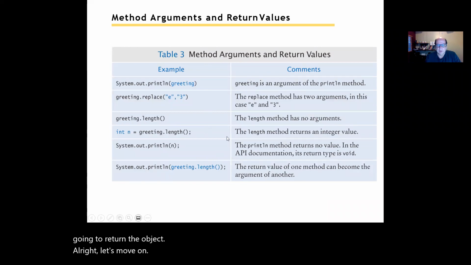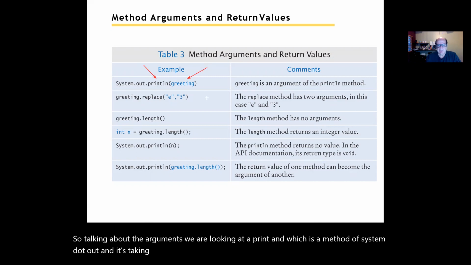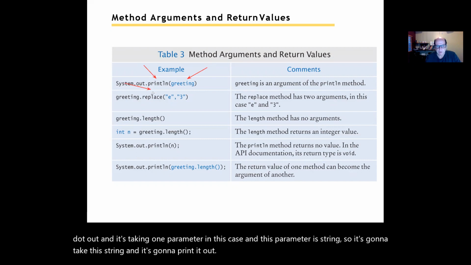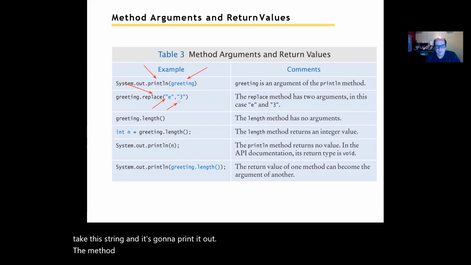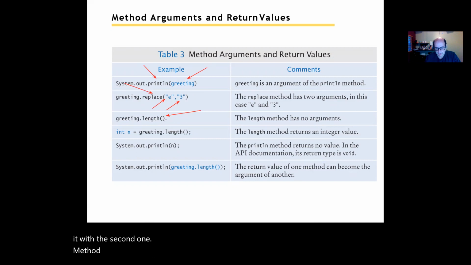So talking about the arguments, we are looking at println, which is a method of system.out. And it's taking one parameter in this case, and this parameter is a string. So it's going to take the string and print it out. The method replace is going to have two parameters. It's going to look for the first one and replace it with the second one. Method length does not have any parameter. It does return the number of characters.